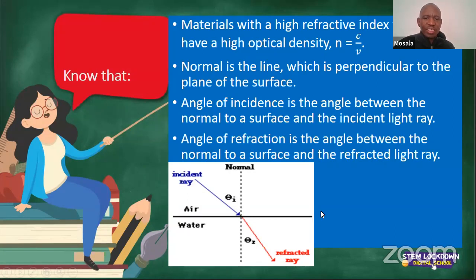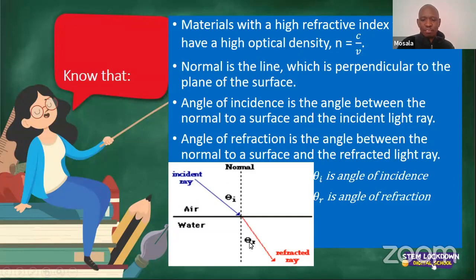Right. Also, you need to remember the angle of refraction is the angle between the normal to the surface and the refracted ray. This is the refracted ray. Theta I is the angle of incidence, and theta R is the angle of refraction.